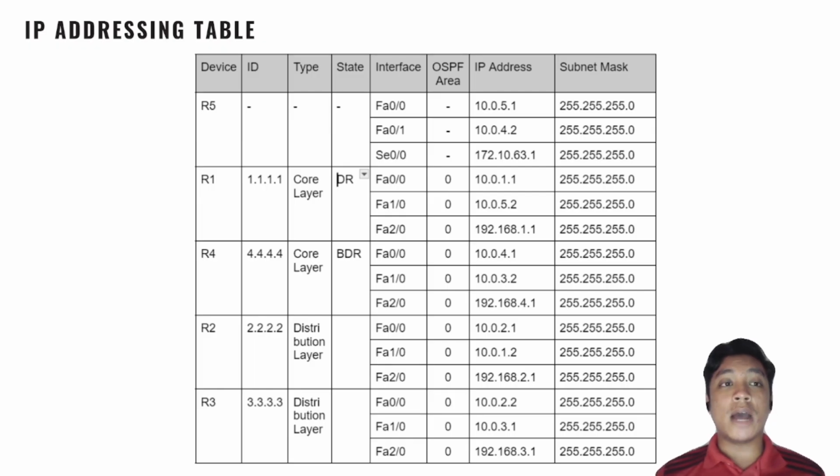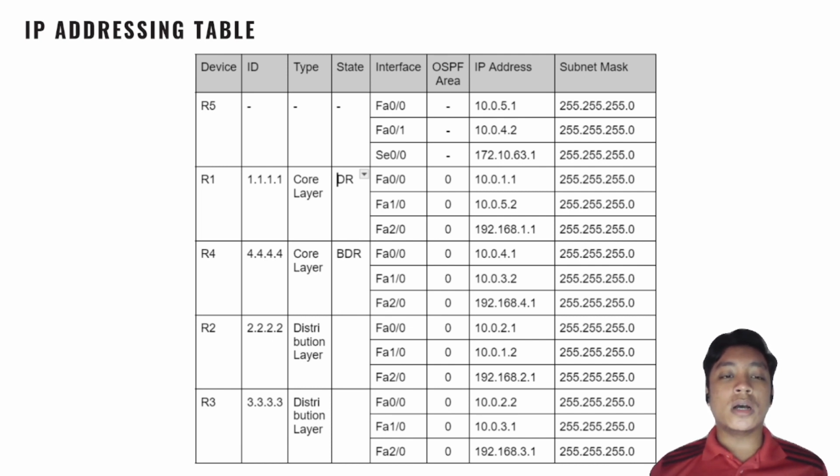So next is the IP address table. So this is the IP address for each router. So we have 5 routers. All routers have 3 interfaces. For router 5, we have FastEthernet 0/0, FastEthernet 0/1 and then Serial 0/0. So for router 1 to router 3, we have the same interfaces, which are FastEthernet 0/0, FastEthernet 1/0, and then FastEthernet 2/0.